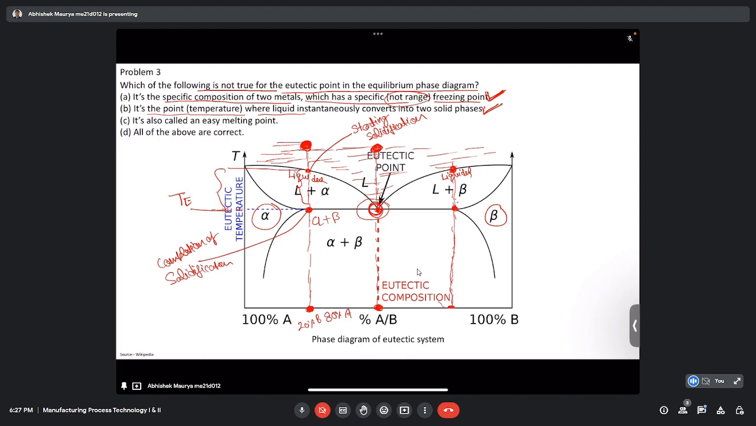It's also called an easy melting point. Yes, this is the point which I have discussed just now, that the material at this composition will melt at very low temperature. That means its melting point will come down. So it is also correct. So since all of these are correct, the correct answer will be D. All of the above are correct.